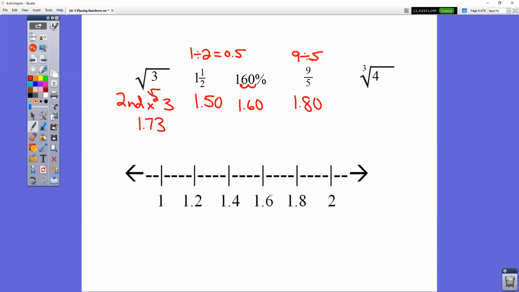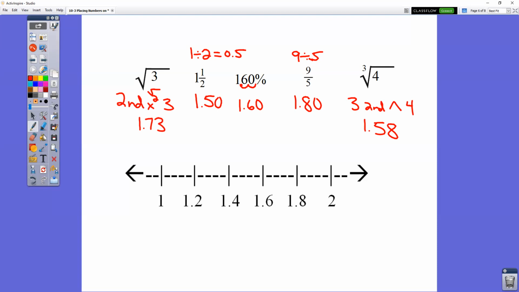The cube root of 4. Remember, you have to type in 3, second button, caret button, and then 4. 3, second button, caret button, 4. You get approximately, again, I'm just going to make it look like money, 1.58. So now we're ready to graph them. They're each counting by 0.2 on our number line.